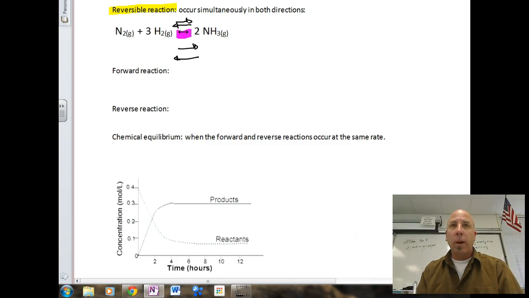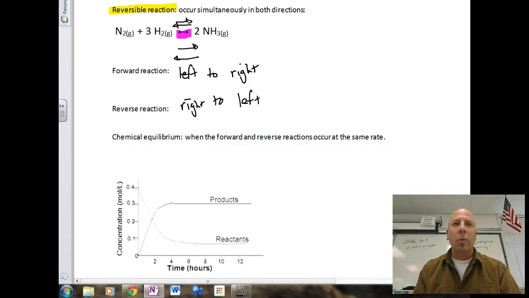Now, not all chemical reactions are able to do this. Some of them are, though. So once again, the forward reaction is going from the left to the right, what we would typically think of in a chemical reaction, and the reverse reaction is going from the right to the left, or we sometimes would call it going backwards.